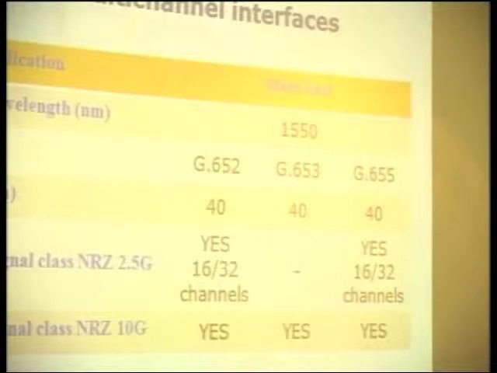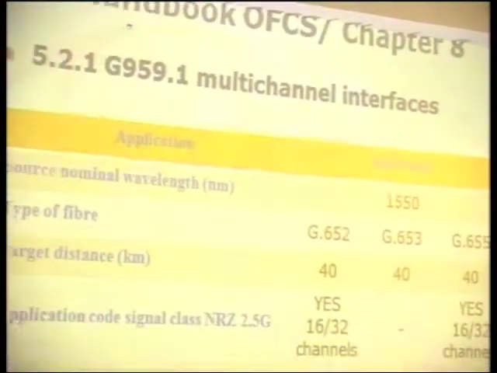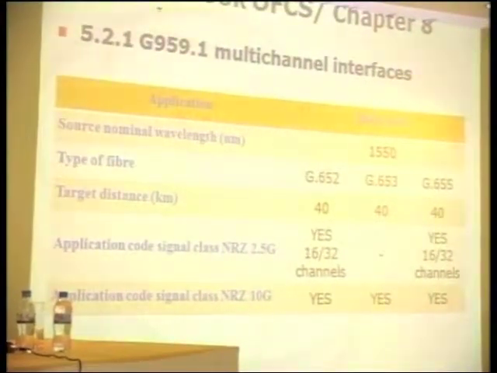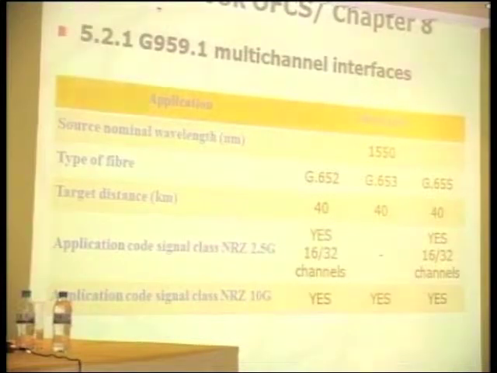We now have a look at the multi-channel interface. The structure of the table remains the same. The only difference is that one more parameter is appearing, which is the number of channels. And I check with the handbook, please, maybe I was wrong in compiling the table.